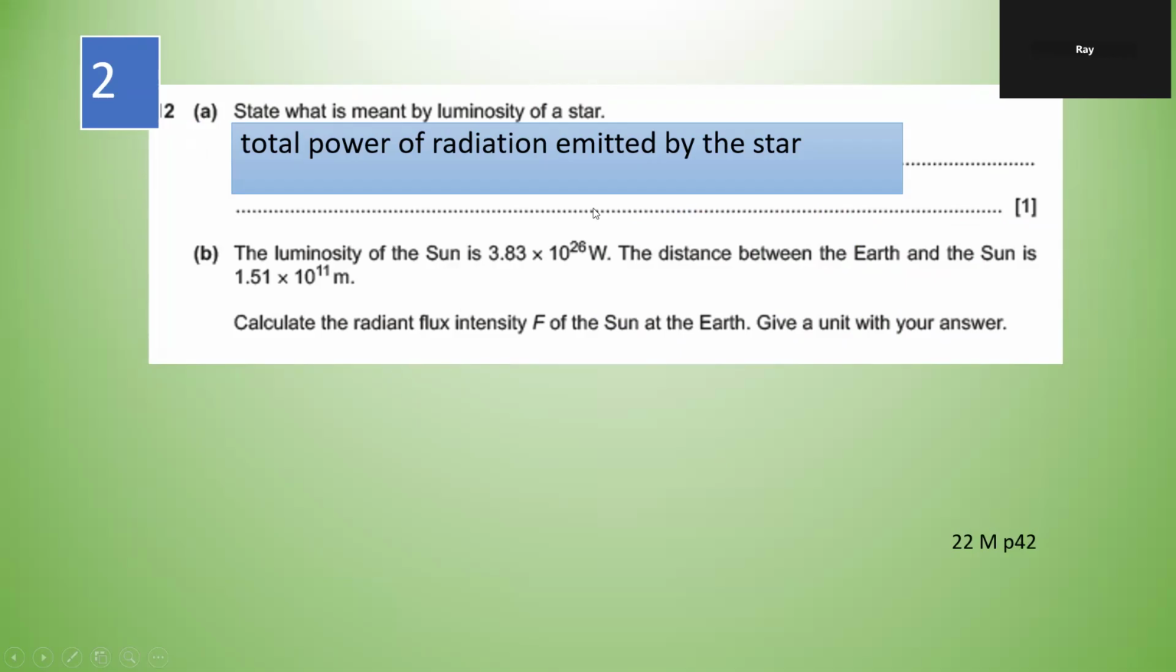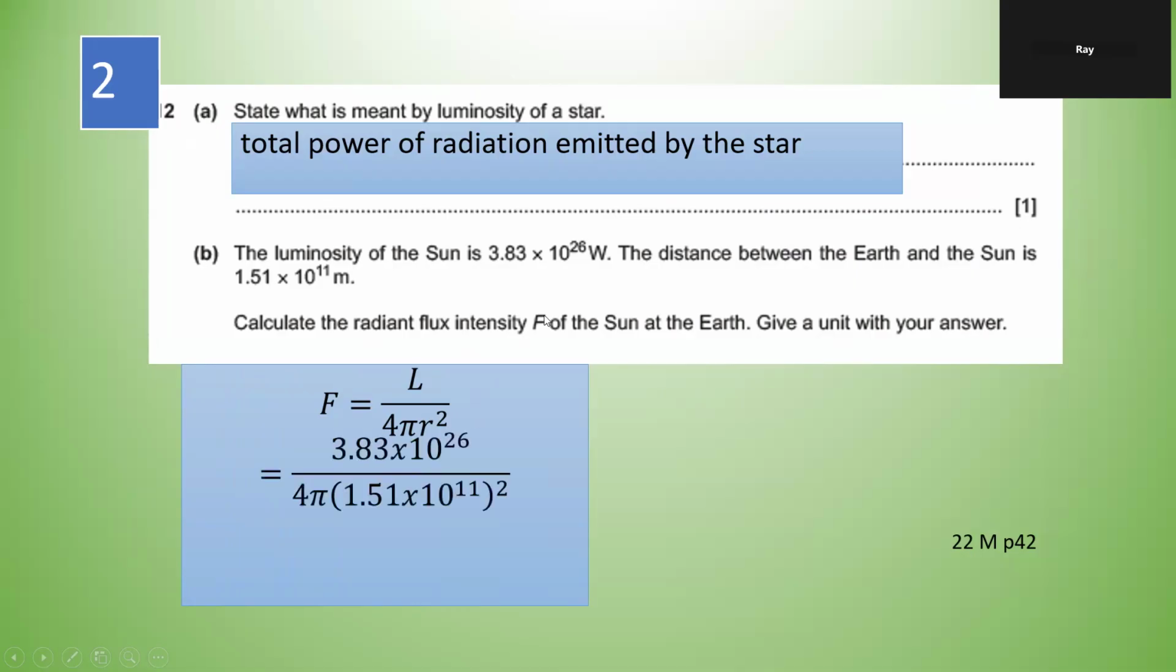Luminosity of the sun. Distance between the Earth and the sun is given. Calculate the radiant flux intensity of the sun at Earth. Give your unique answer. Very rare they will ask this one now. Unique because it's started in ES already. Right? Go memorize the formula.